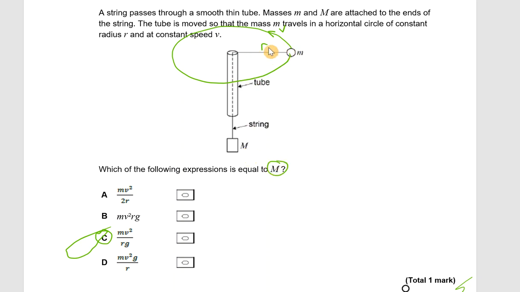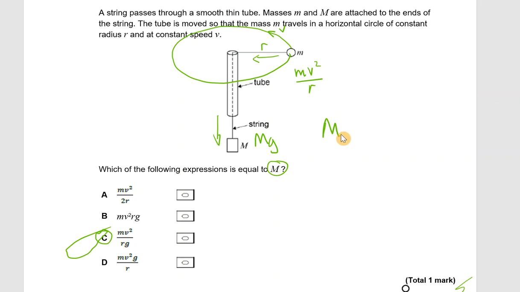So it's a smooth tube, so the tension in the string everywhere is the same. So we can think of this string being pulled down by the weight on this mass, which is going to be big M multiplied by the gravitational field strength, and we can think of also the tension pulling inwards in order to accelerate this small mass in a circle, so producing centripetal acceleration, and that's going to be equal to mv squared over r. Little m, which is the mass rotating, the speed of the mass squared divided by the radius, and these two have to be equal.